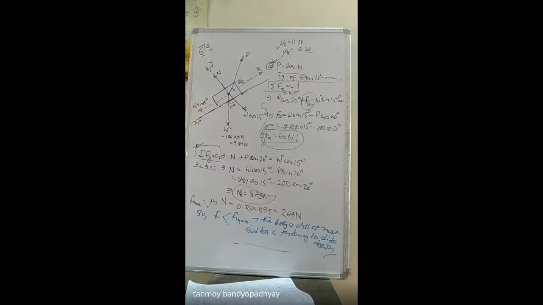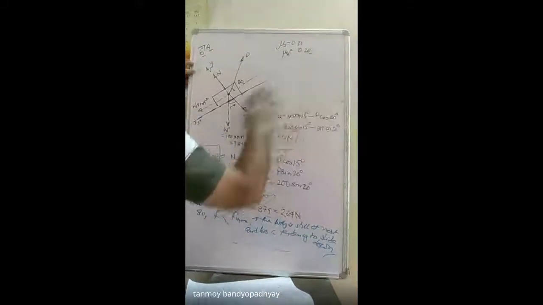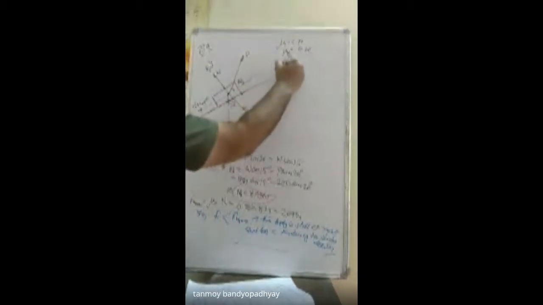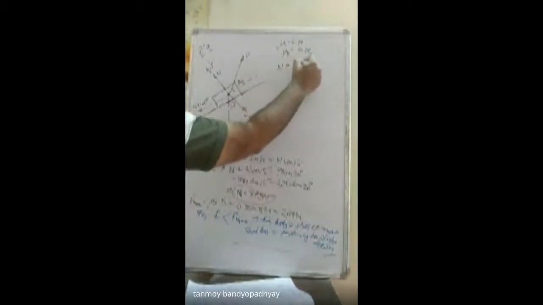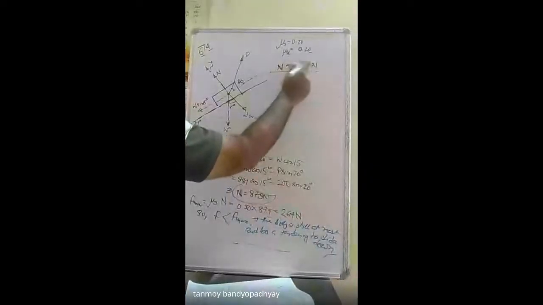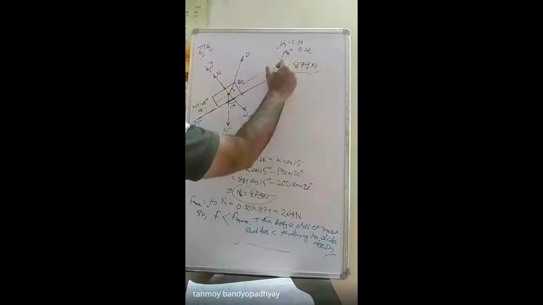So now we'll be starting case B. As I told, this part is independent of all. So N is equal to 879 Newton. I will be writing it outside, because this part is independent of A and C. That is why the value of N is equal to 879 Newton. This I write outside: 879 Newton, in units of Newton, and this is the force.